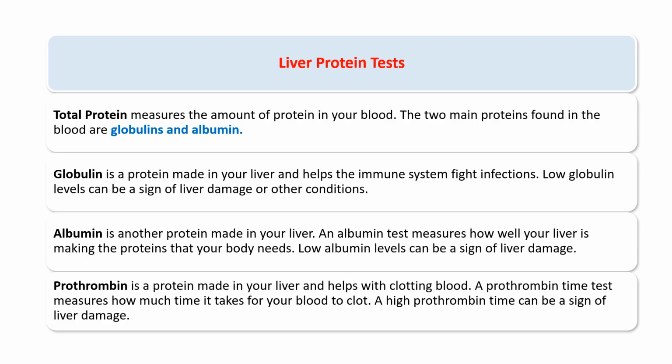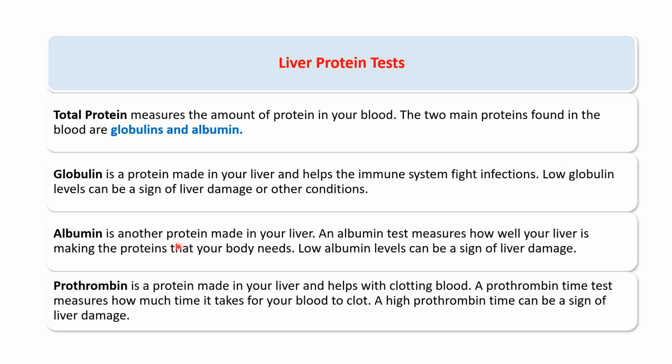So we have already discussed the liver enzyme tests. Now moving on to liver protein tests. Total protein measures the amount of protein in your blood. The two main proteins found in the blood are globulins and albumin. Globulin is a protein made in your liver and helps the immune system fight infections. Low globulin levels can be a sign of liver damage or other conditions.